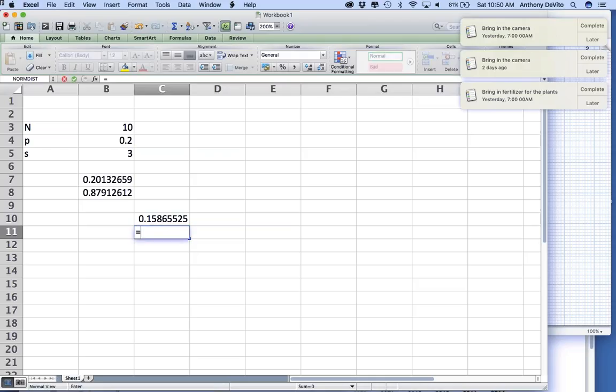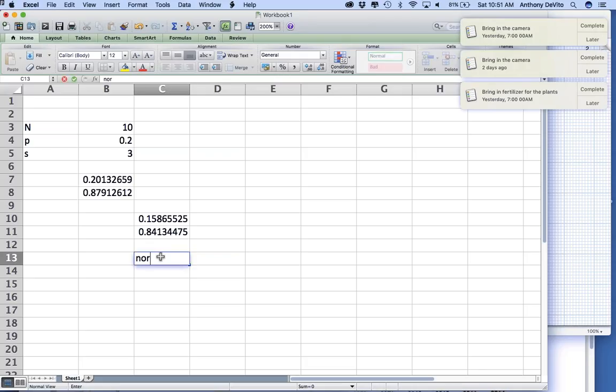So if I do it for something on the other side, NORM.DIST, this time 110. Mean is 100, standard deviation is still 10, and cumulative is true. We'll always use true here for this particular one. That's 84% of the population to the left of that value.